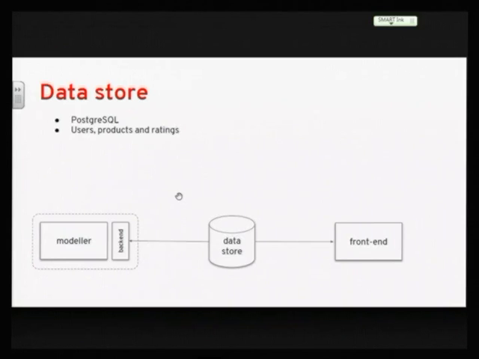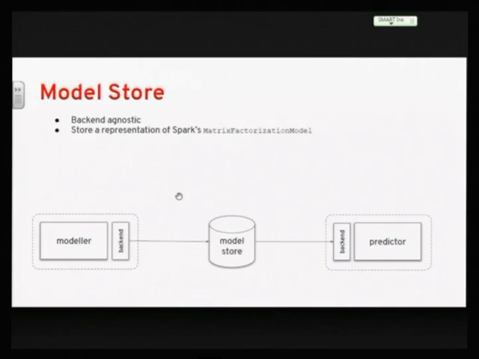So now let's look a bit at the other services. One of the services I mentioned were the data store and the model store. The data store in this case was implemented as a Postgres database, and its main role was to store the actual ratings that will be used by the modeler and by the front end. So the modeler will consume data from the data store, and the front end will also consume other relevant information, such as usernames to make profiles or relevant movie names to build the web pages.